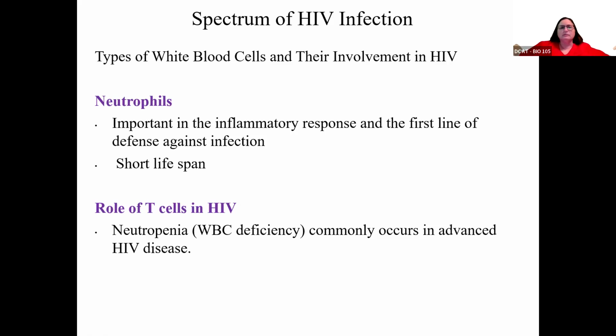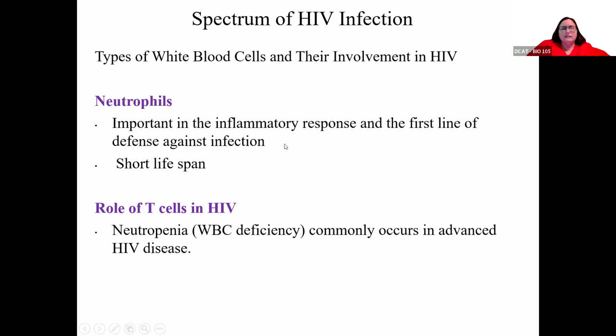So the neutrophils, these are important in the inflammatory response, and they're the first line of defense against infection, and they have a short lifespan. So it's important that as the HIV progresses throughout its stages and it starts to destroy or eliminate the neutrophils, that is one of the reasons why your immune system is compromised, because this is the first line of defense. So if you no longer have that first line of defense within the inflammatory response, then it's going to affect the progression of an infection.